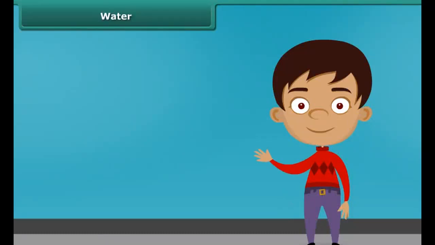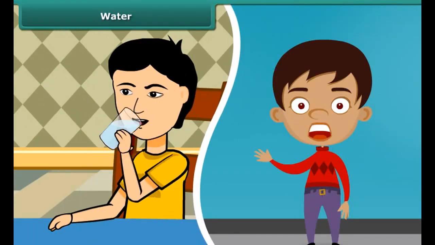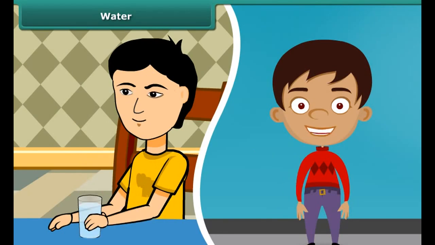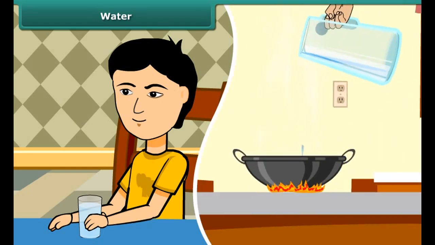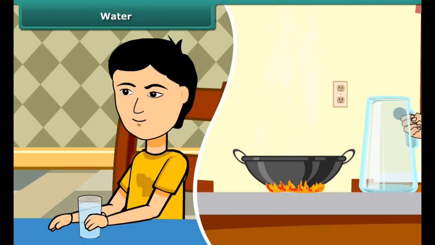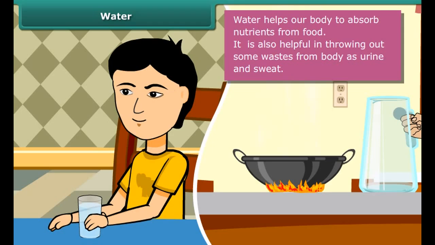Now let us know about water, which is also an important constituent of our food. Our body gets most of the water in the form of liquid. In addition, we also add water while cooking the food. Water helps our body to absorb nutrients from the food. It is also helpful in throwing out some wastes from the body as urine and sweat.